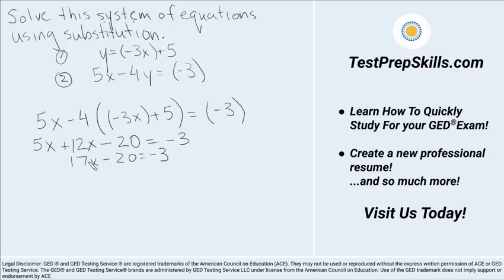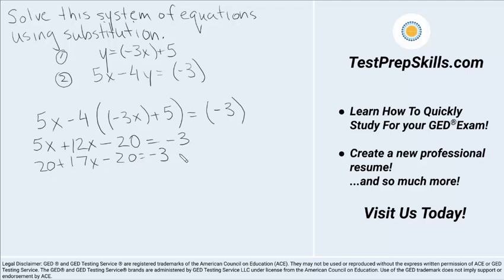Now, I want the x by itself. So I need to get this negative 20 term. I need to move that from the left-hand side. So in order to move a term, we need to do the opposite. Okay? So if this is a minus 20, we need to add 20. Okay? Because those are going to cancel, right? So 20 minus 20 is 0.